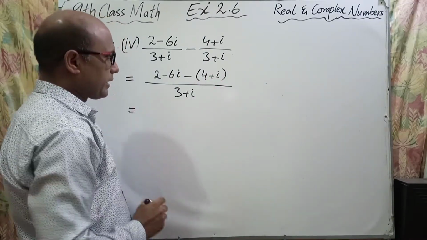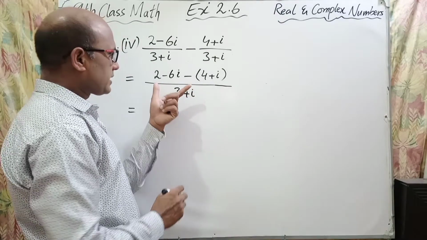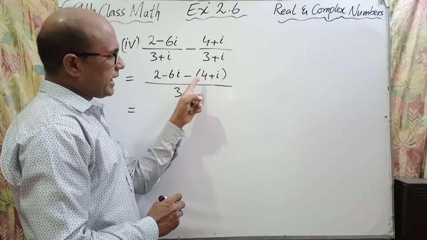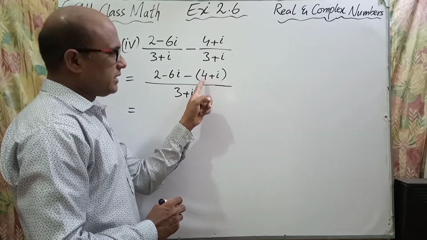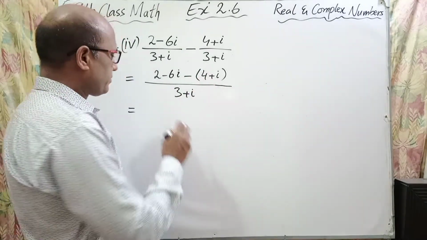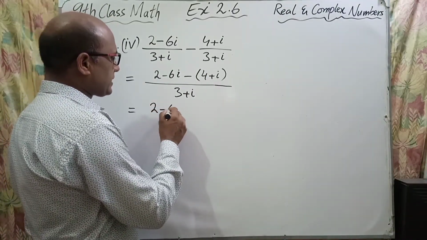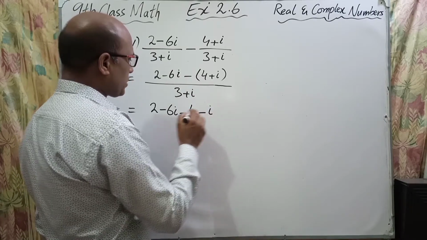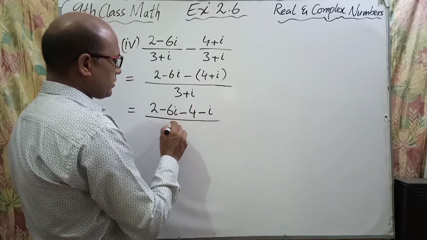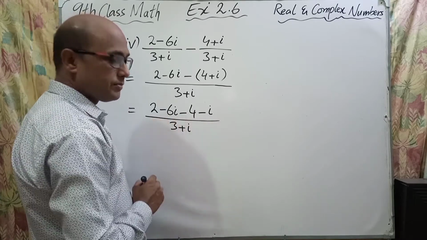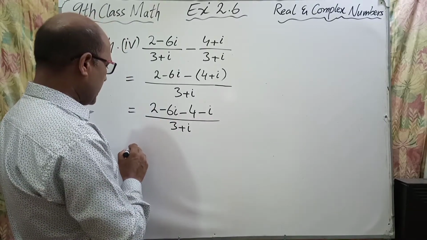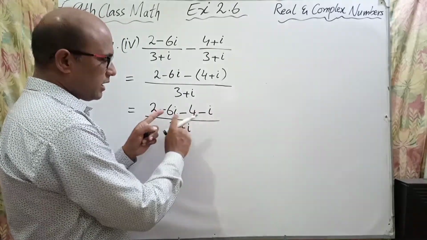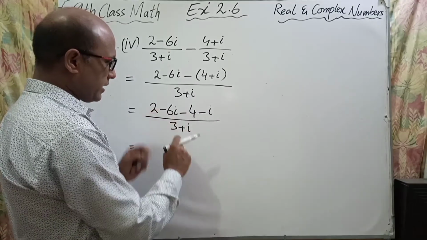So let's solve this. We'll open this bracket and this minus sign will change the signs of the terms inside. So 2 minus 6 iota minus 4 minus iota over 3 plus iota. 3 plus iota will be written as it is. Now we have to solve the terms written in the numerator.